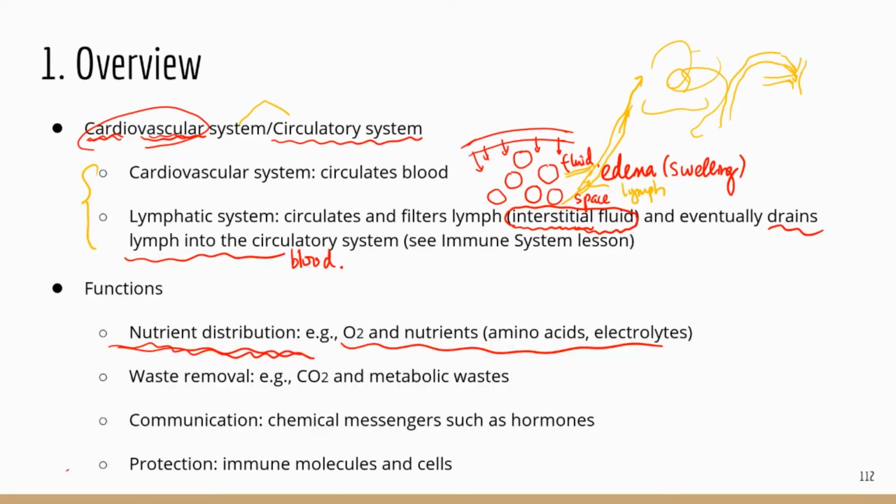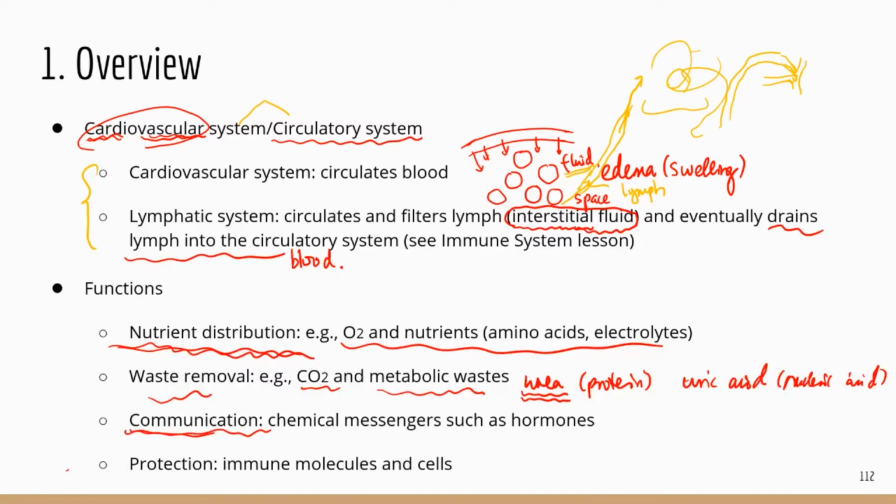At the same time, blood will pick up metabolic wastes from the cells, for example carbon dioxide and some other metabolic wastes, such as urea, which is the metabolic waste from protein metabolism. Uric acid comes from nucleic acids like DNA and RNA. When you metabolize those substances, that generates uric acid. The next function is communication. The blood is the highway system of your body.